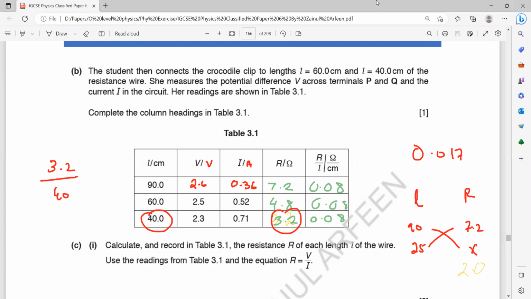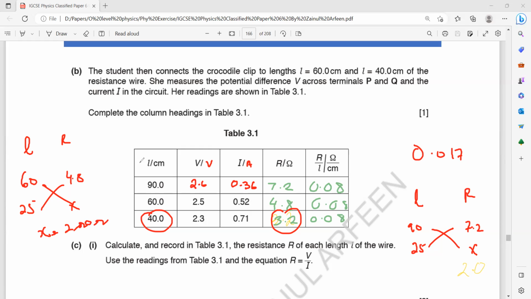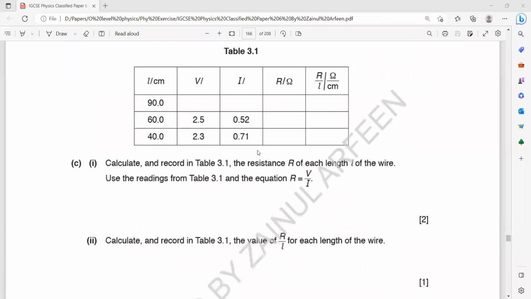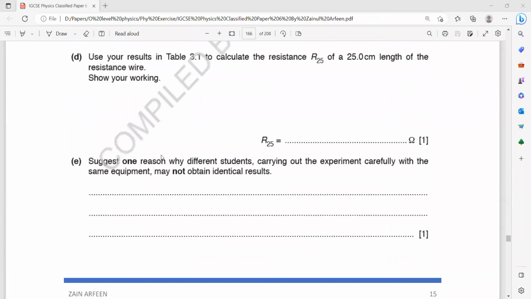Is it clear? You can use any value, it does not make a difference. For example, I use 90 centimeter. Another student uses a second row, where length is 60 and the resistance was 4.8. So 60 is to 4.8. If I have 25, this will be X. Cross multiply. Again, you will get the same answer, 2 ohm. It won't make a difference, 2.0, that's what we'll write, because we are using a proportionality ratio. That's why it will always give the same answer irrespective of what value we take.